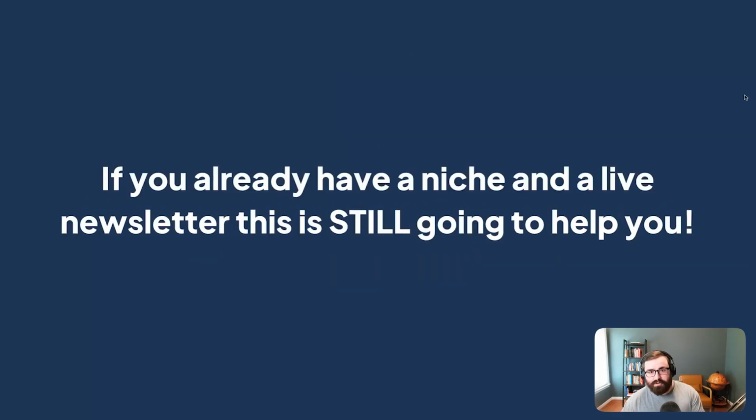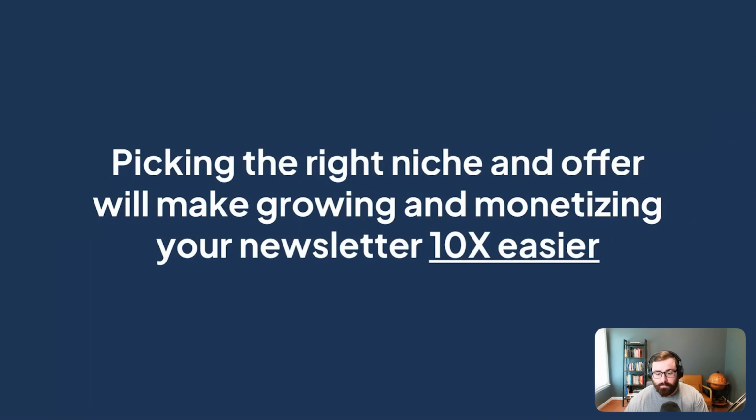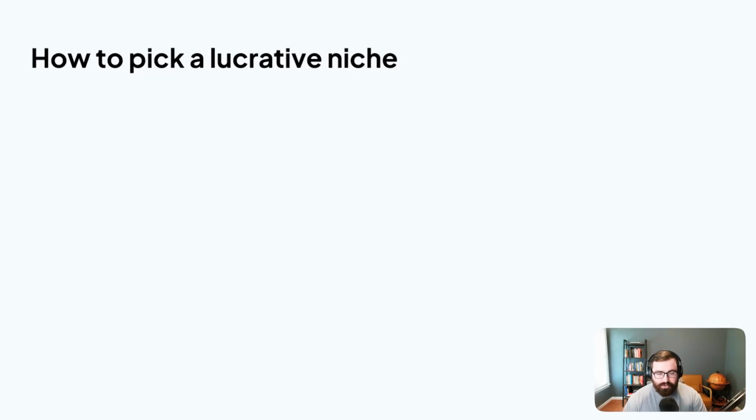And we're going to cover a lot of information in this. It's also going to be helpful if you already have a niche. If you have your niche, maybe if you've got a couple hundred subscribers, this is still going to help you. The first thing we'll talk about is that picking the right niche and offer makes growing and monetizing your newsletter 10 times easier. It's much harder to get your first 1,000 subscribers if you don't have a clear niche and a clear way that you help that niche. And so that's what I'll start with right now.